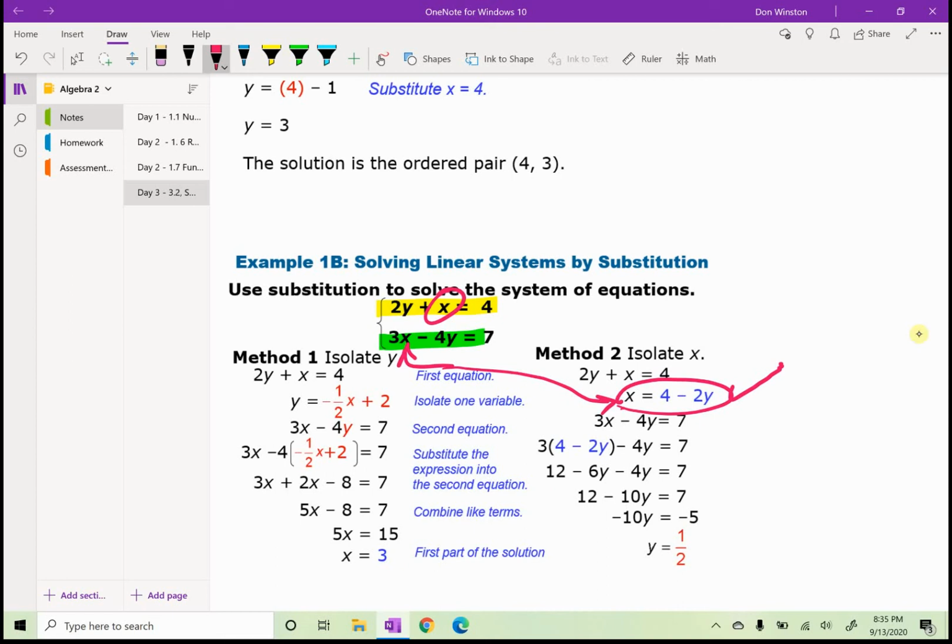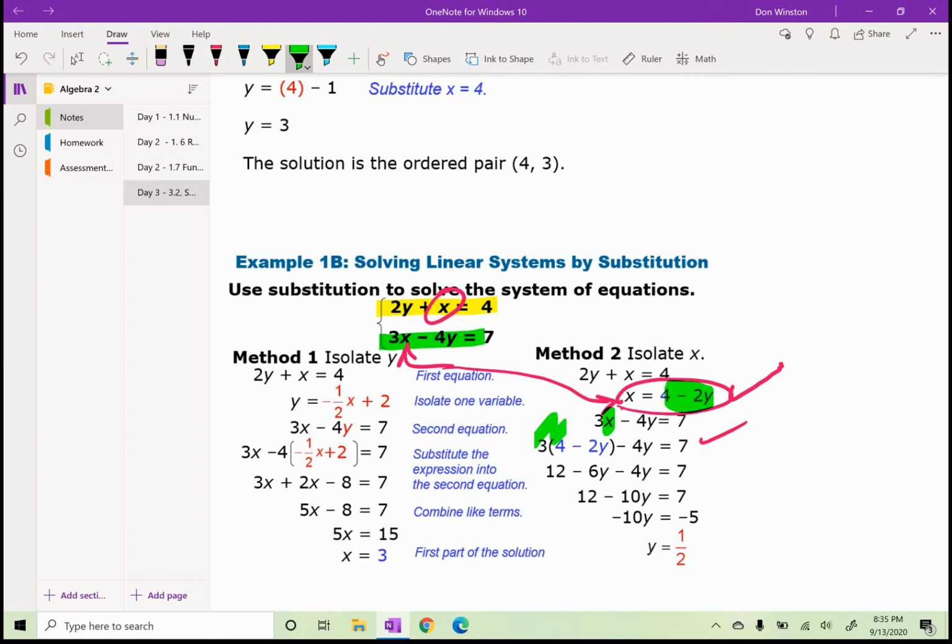Okay, so we have 3x minus 4y is equal to 7. We substitute x, which is 4 minus 2y, minus 4y. All we did was just replace this x here. We just replaced that x with that there. And then we distribute our 3.